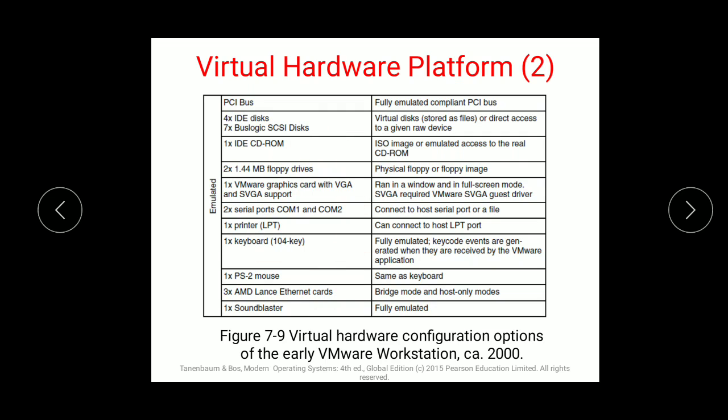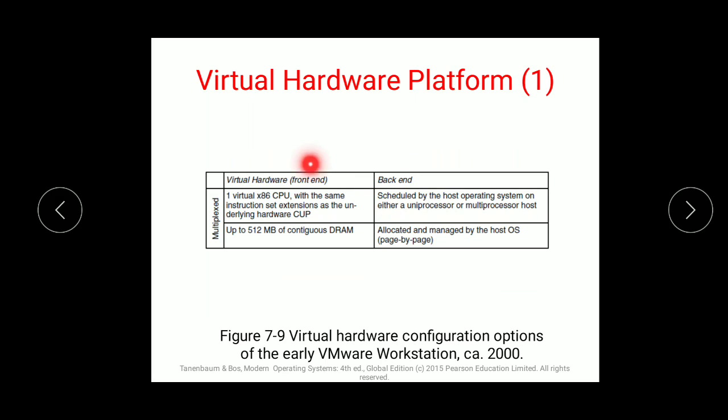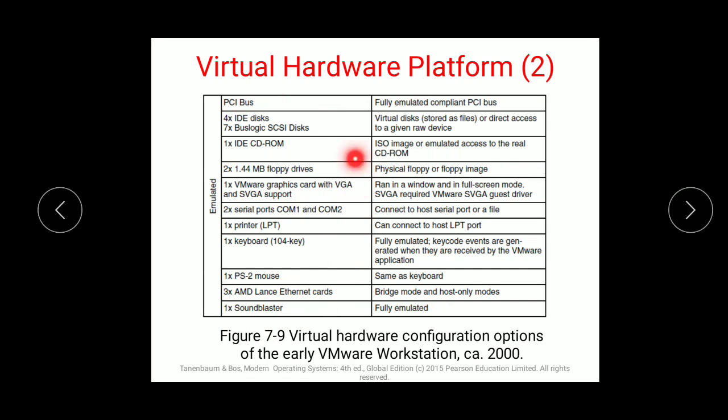So these are the virtual hardware configuration options on the early VMware Workstation, circa 2000. So it was in the year 2000. So these are the things which are there. This is the multiplexed one, that is the inside one, and this is the emulated one which your normal CPU system connection, your motherboard, has.